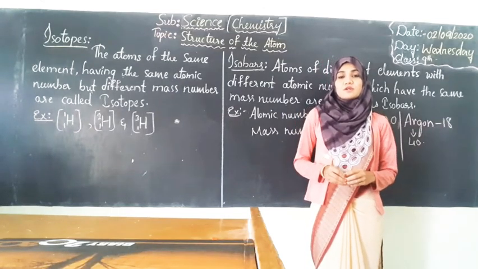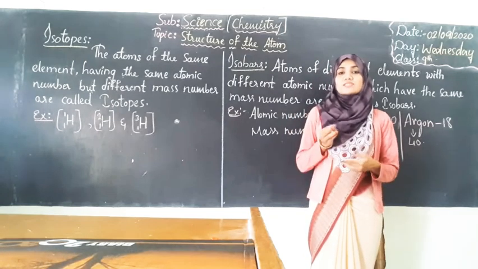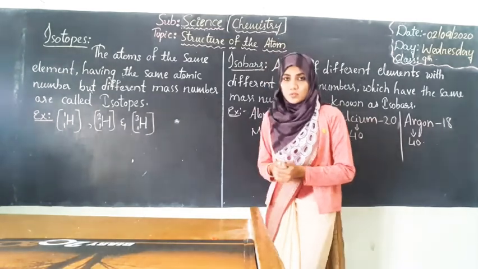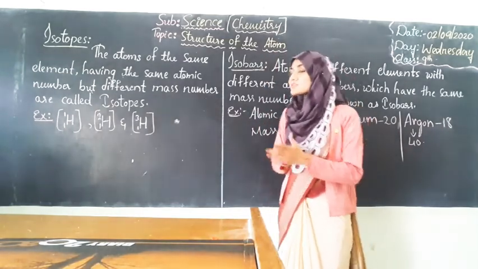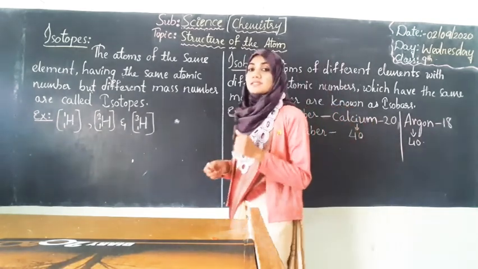In the previous class we got to know about the atomic number and the atomic mass number. Based on that, today we will discuss isotopes. Isotopes are dependent upon the atomic number and the atomic mass number. So let us see what these isotopes are.